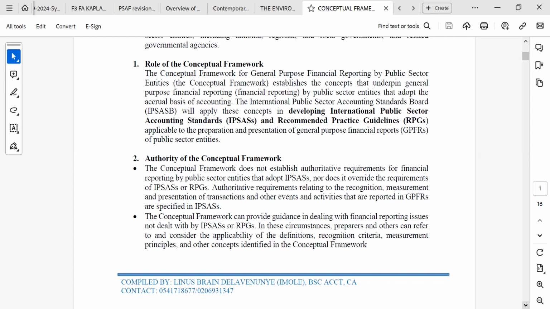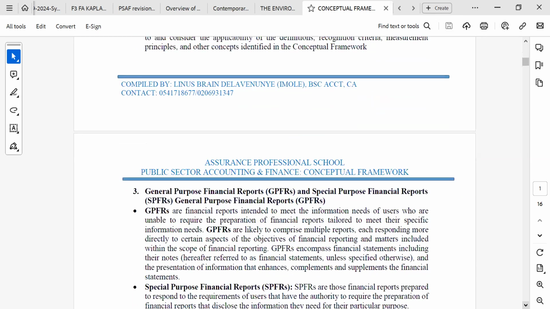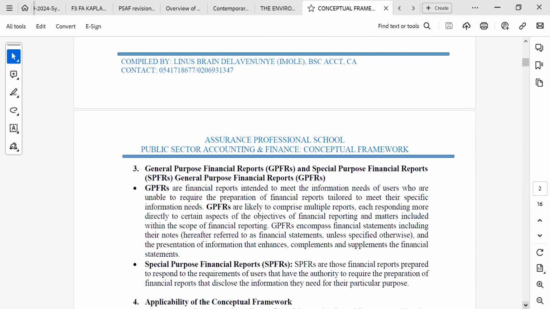So where there is a transaction where there is no specific IPSAS or anything relating to that particular one, then preparers of financial statements can now refer to the principles given in the conceptual framework. Okay. Please, any questions so far so good?